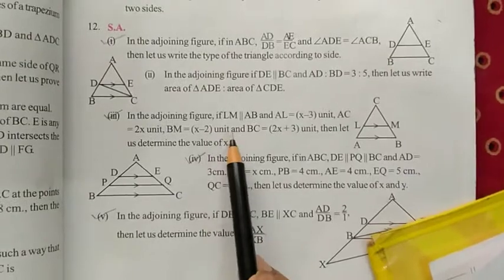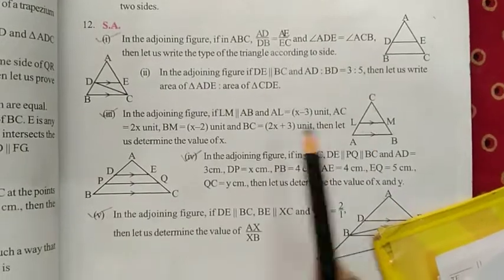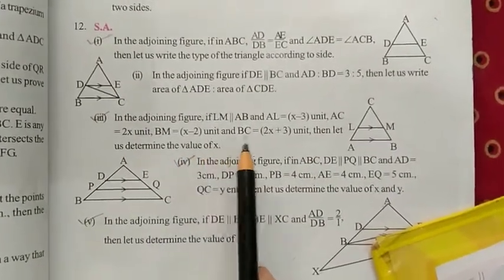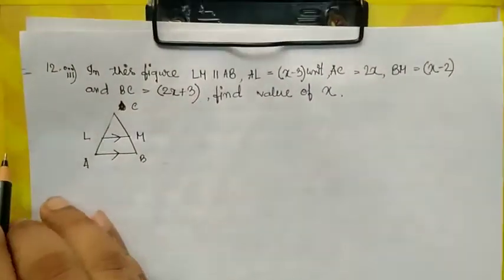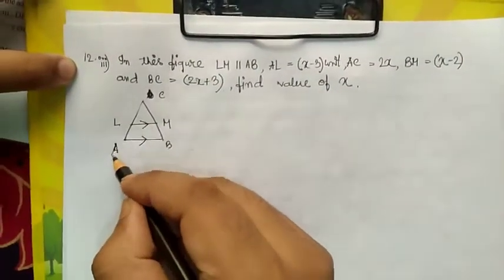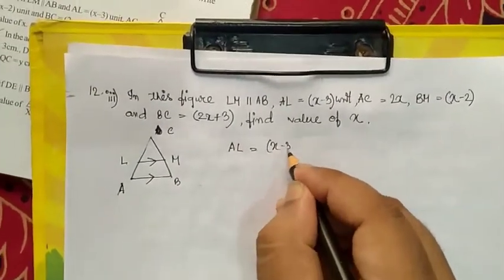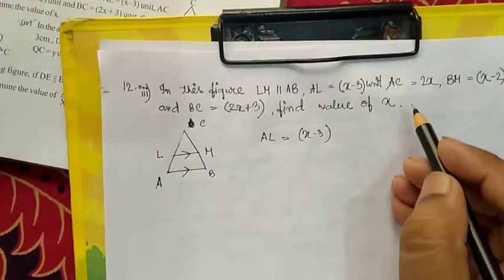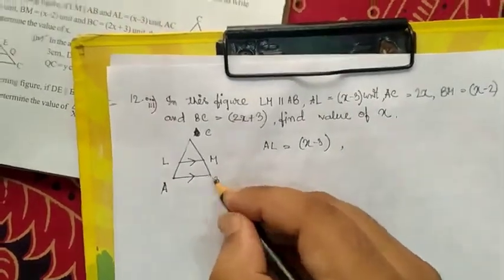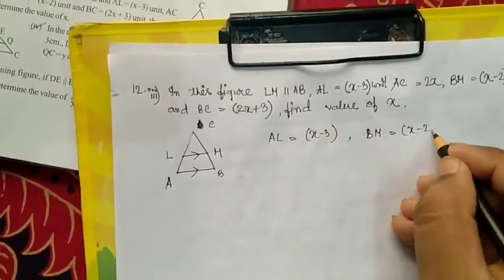In the adjoining figure, if LM parallel to AB and AL equal to x minus 3 unit, AC equal to 2x unit, BM equal to x minus 2 unit, and BC equal to 2x plus 3 unit, then let us determine the value of x. So first of all, this is the diagram. AL means this one, AL equal to x minus 3, and BM means this one, BM equal to x minus 2.